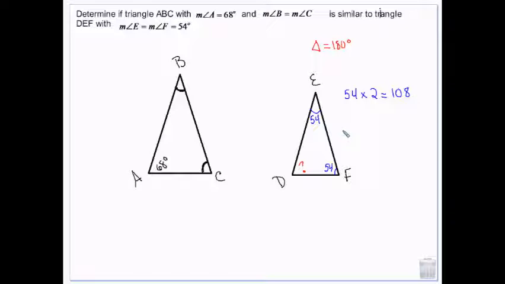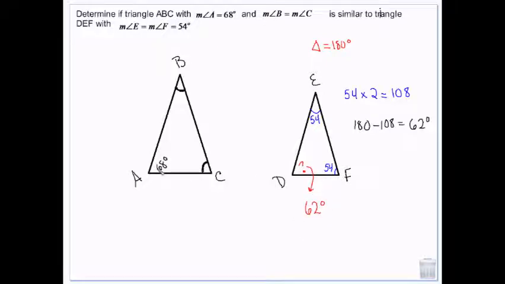So no matter what size they are, triangles are always 180 degrees. Yep. If I drew a triangle the size of this room, it would still only have 180 degrees. So 54 times 2 is 108. And then I take that 108 and subtract it from 180. And that gives me the missing angle. Whoops, I wrote 180 twice. 180 minus 108, which is 72 degrees. So this missing angle here is 72 degrees.